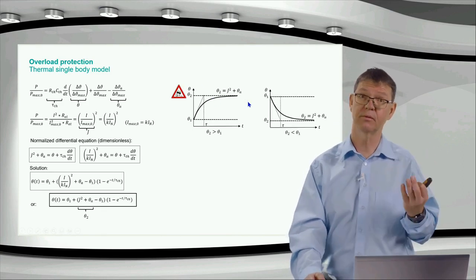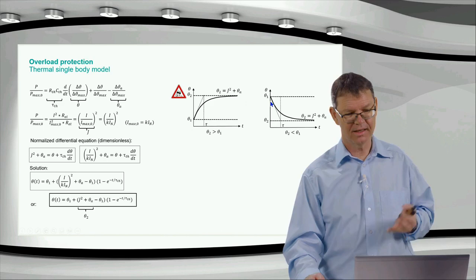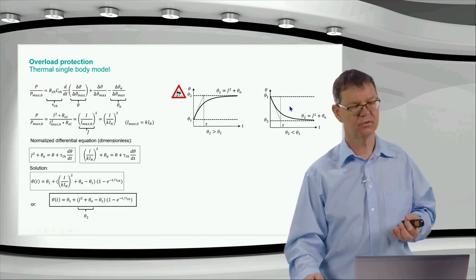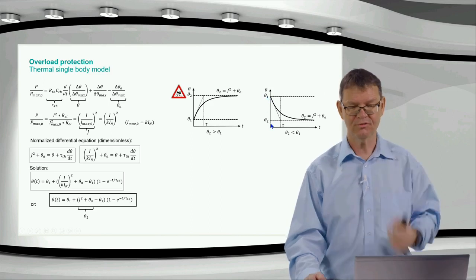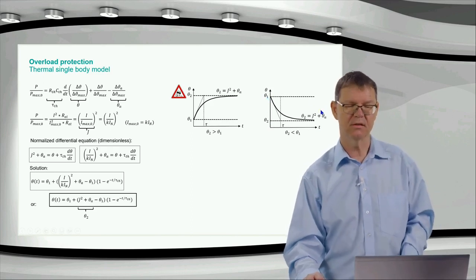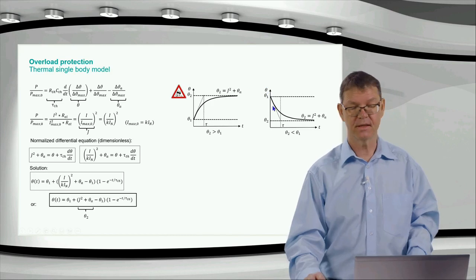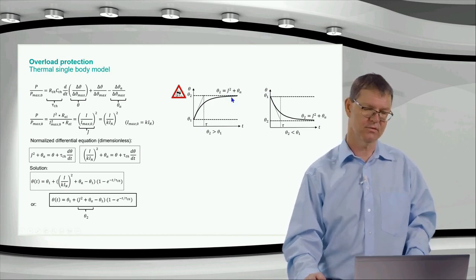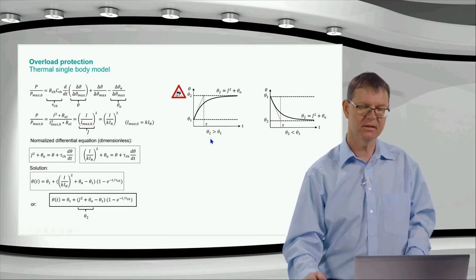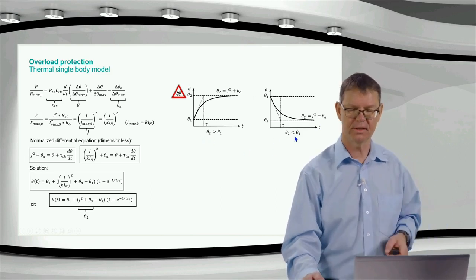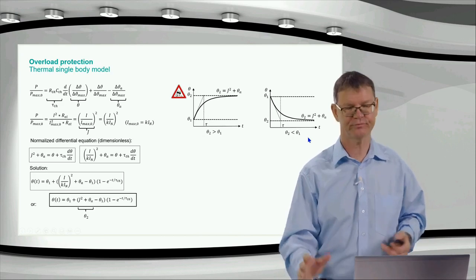This can also go the other way around. That means I have a lower end temperature. For example, the motor is running and then you switch it off. Then there's no current flowing in anymore, so this J here is zero. And then the temperature goes down in the same way, just from here to here. Both are possible, depending on whether the end temperature is bigger or smaller than the starting temperature.